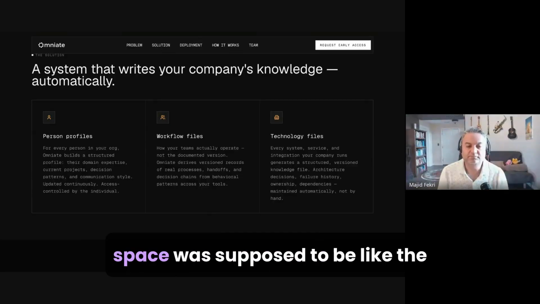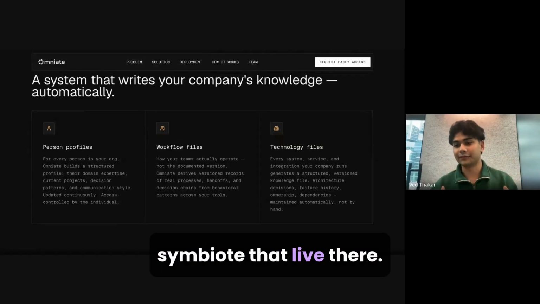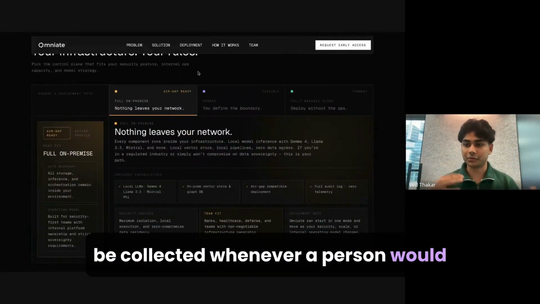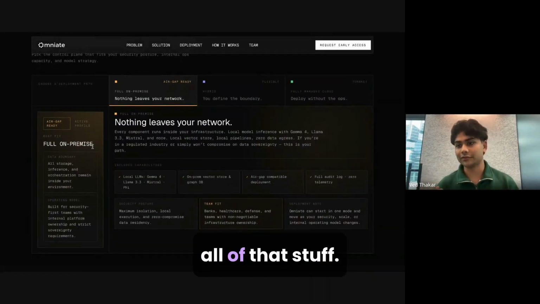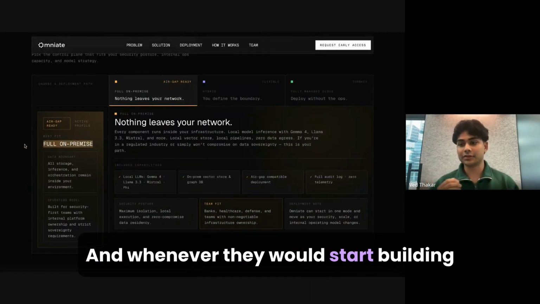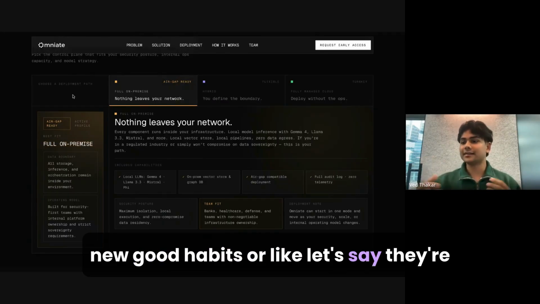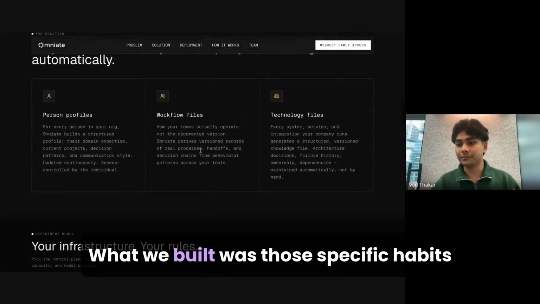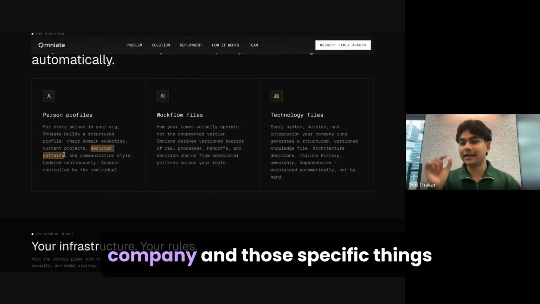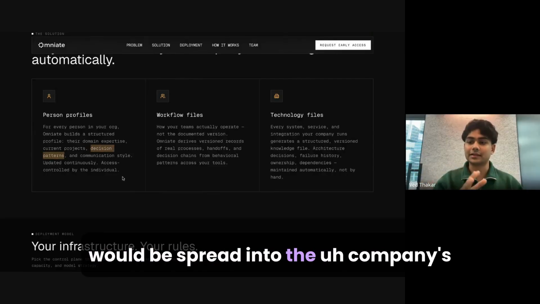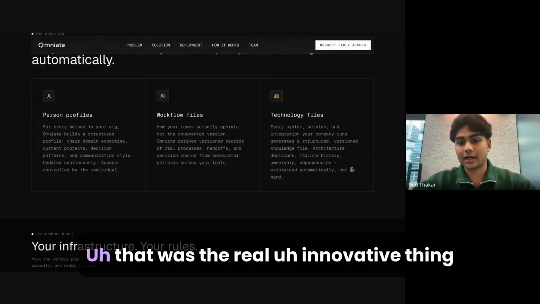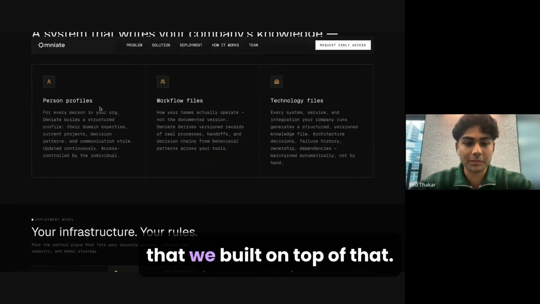This entire company's namespace was supposed to be like the symbiote that lived there. This user's namespace was supposed to be collected whenever a person would onboard the company, give their resume, all of that stuff. And whenever they would start building new good habits, let's say they're putting their Git commits in a certain way, and that would be beneficial to the whole company, what we built was those specific habits would be spread out through the entire company. Those specific things would be spread into the company's namespace rather than the person's namespace. That was a really innovative thing that we built on top of that.